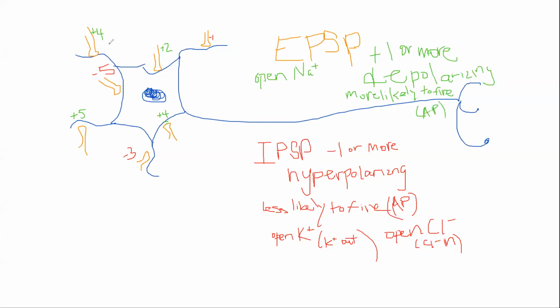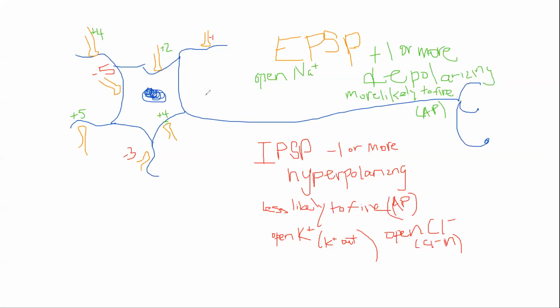And they have various values. So you can see some +2, some +4, +5, -4, -3, -5, -1. So with EPSPs or IPSPs, they have varying amounts. It doesn't matter. It just matters, is it a plus or is it a minus?